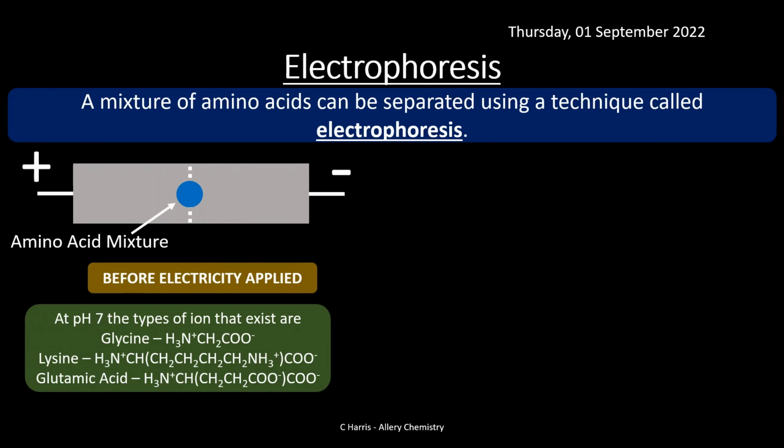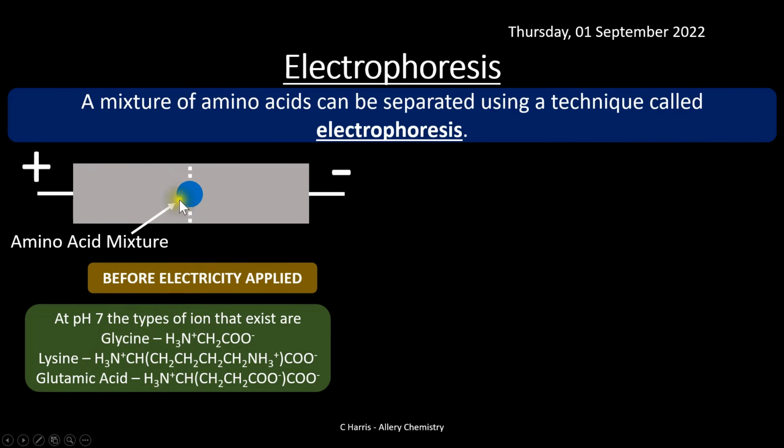So before electricity is applied, we can see here at pH 7, these are the ions that exist at pH 7. So for glycine, it will look like this. For lysine, it will look like this, and for glutamic acid, it will look like this. Okay, so these are just the formulas of some of these amino acids. Don't worry about the formulas of these. It's just showing you what happens here.